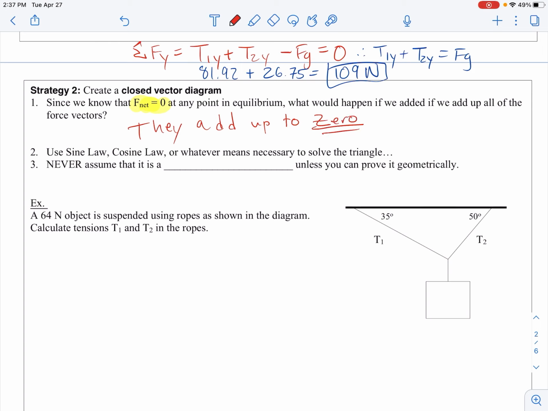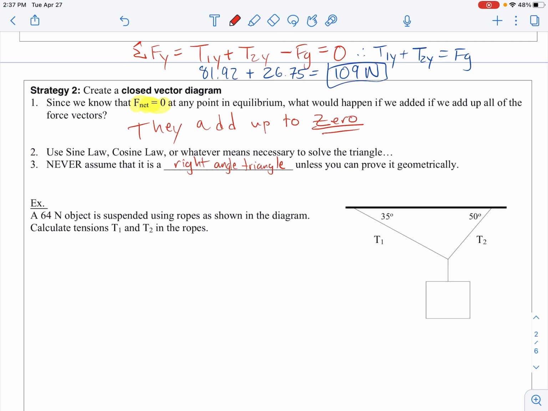That's our key point, right? So what that means is if we have a net force of 0, all our vectors are going to add up to 0. We can use our sine law or cosine law, or you can be a little bit creative, to solve for the different sides of our triangle. The key difference here is we can never assume that our triangle is going to be a right angle triangle unless we can prove it geometrically.